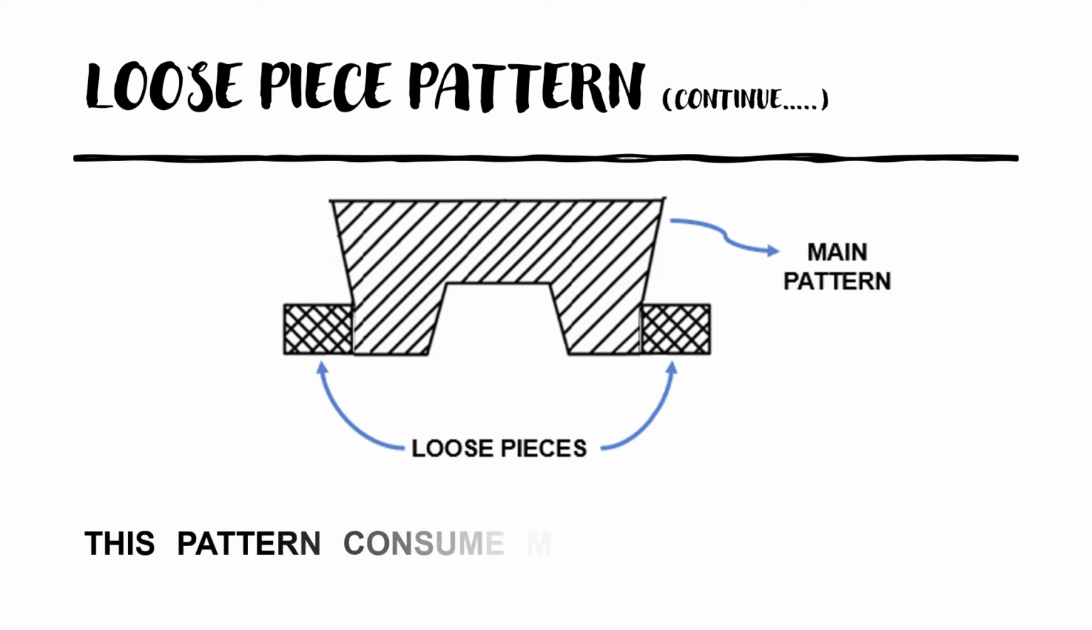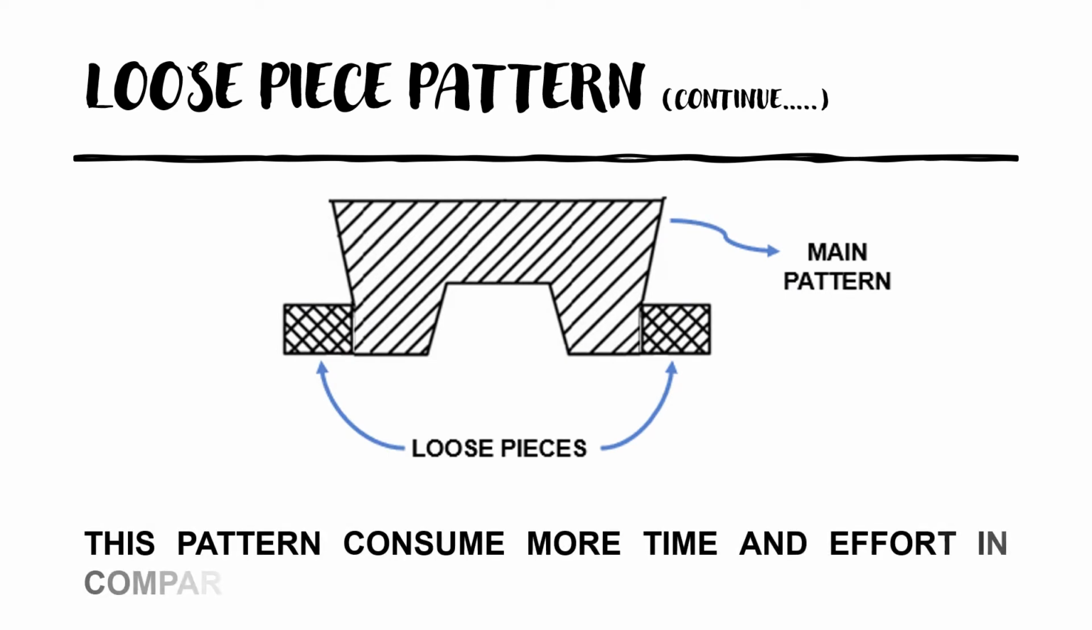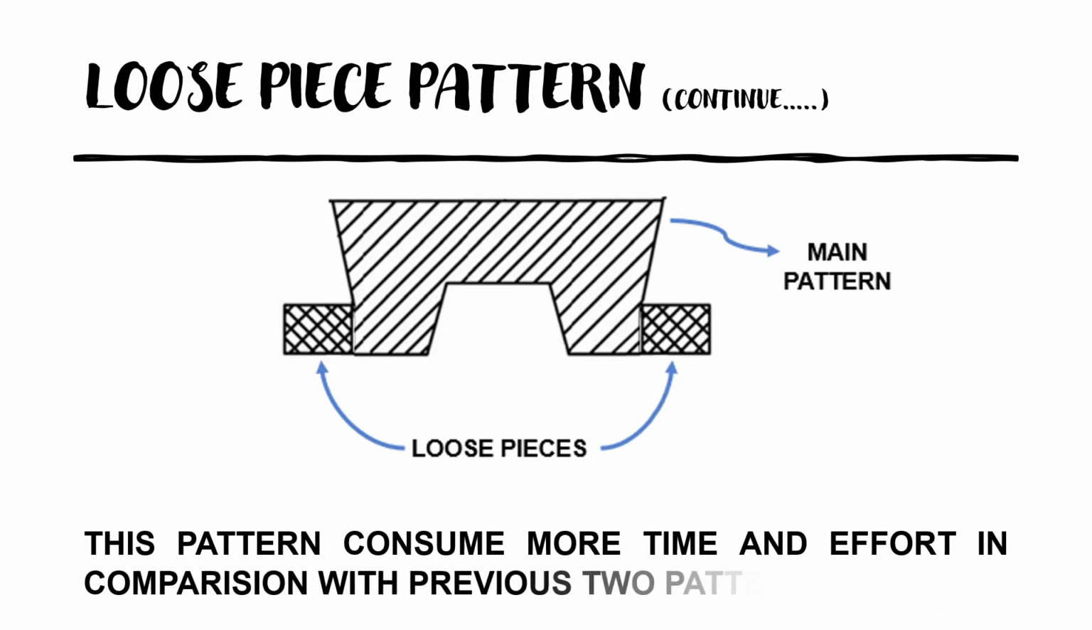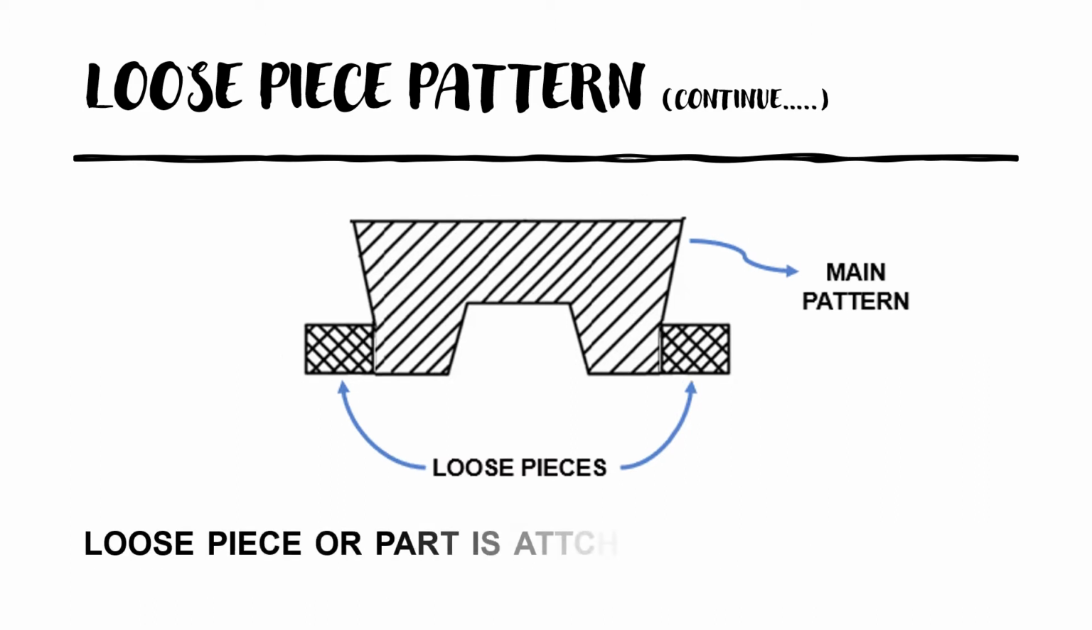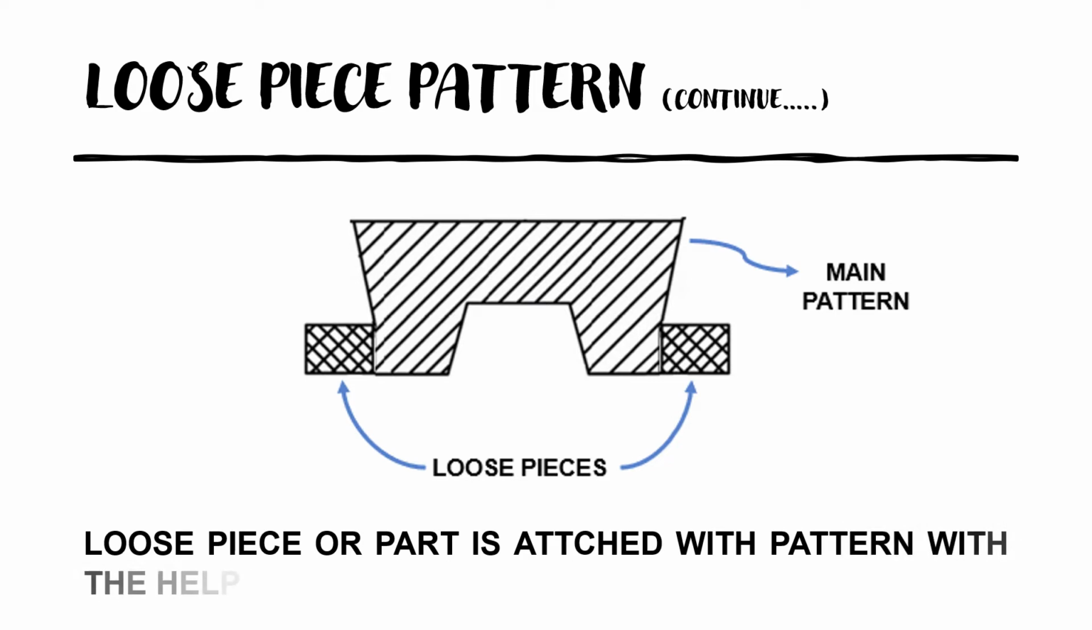This pattern consumes more time and effort in comparison with the previous two patterns, one piece pattern and split pattern. But it's worthy when we need to manufacture a complex object with the help of the casting process. Loose piece or part is attached to the pattern with the help of dowel pins, just like this. It is only detached when we remove the pattern from the mold box during the casting process.